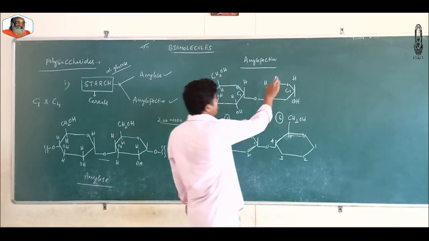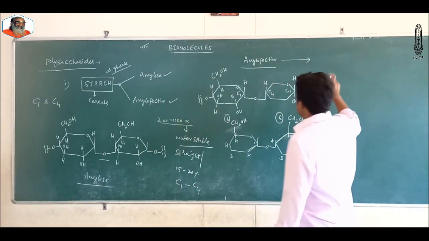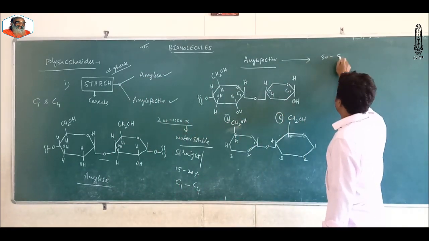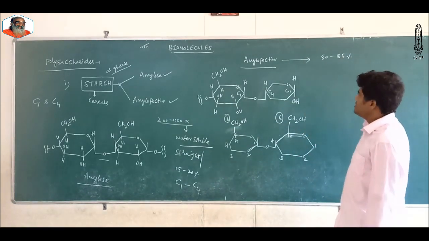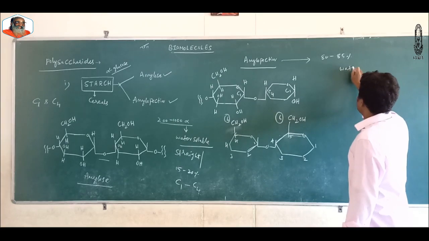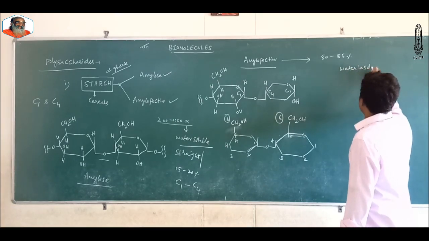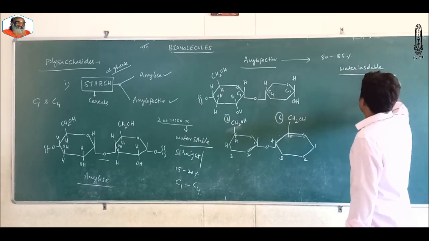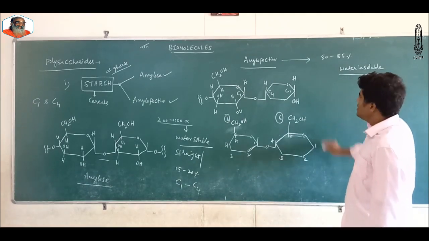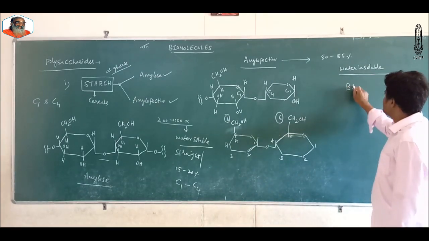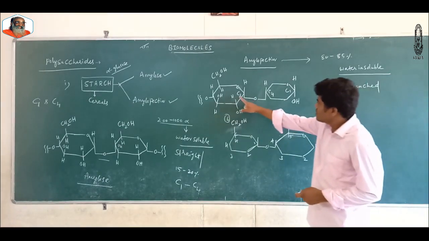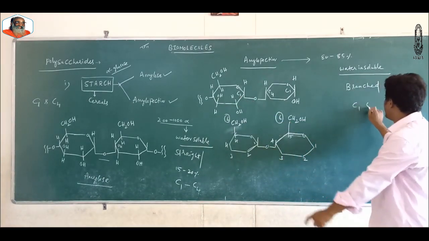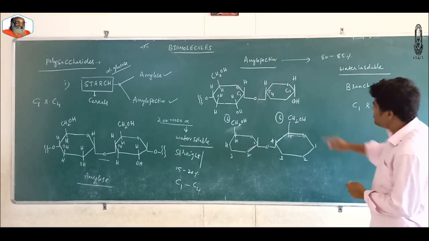And coming to amylopectin, nearly 80 to 85% of starch is composed of amylopectin. It is water insoluble. It is branched. In addition to the glycosidic linkage at C1 and C4, we can find branches there.